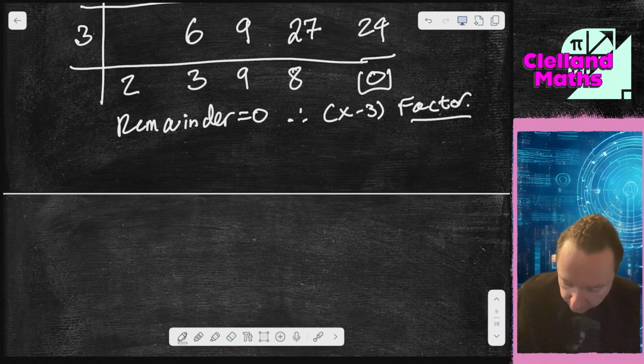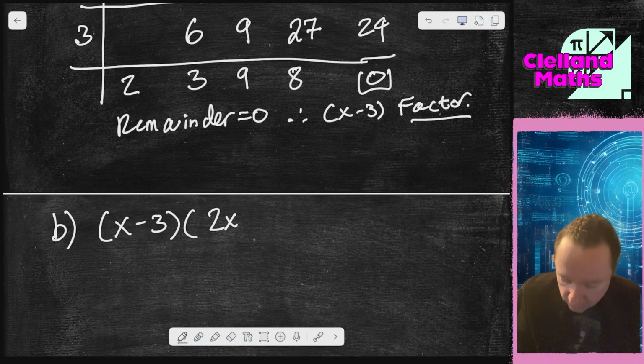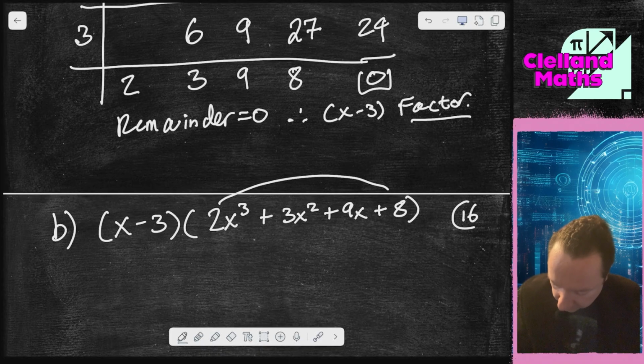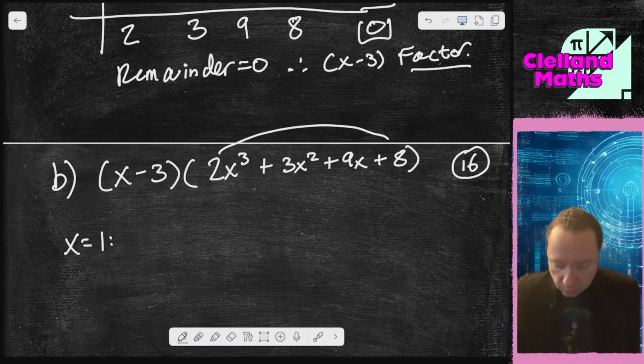Hence factorise fully. So part B, we've already done some of the work. x minus 3 is a factor. And then we've got 2x cubed, 3x squared, 9x, and 8. So we need factors of 2 and 8, which is 16, for that bit. We already know 3 is 1. So let's just try 1. We'll just go in order. There's no point doing anything else.